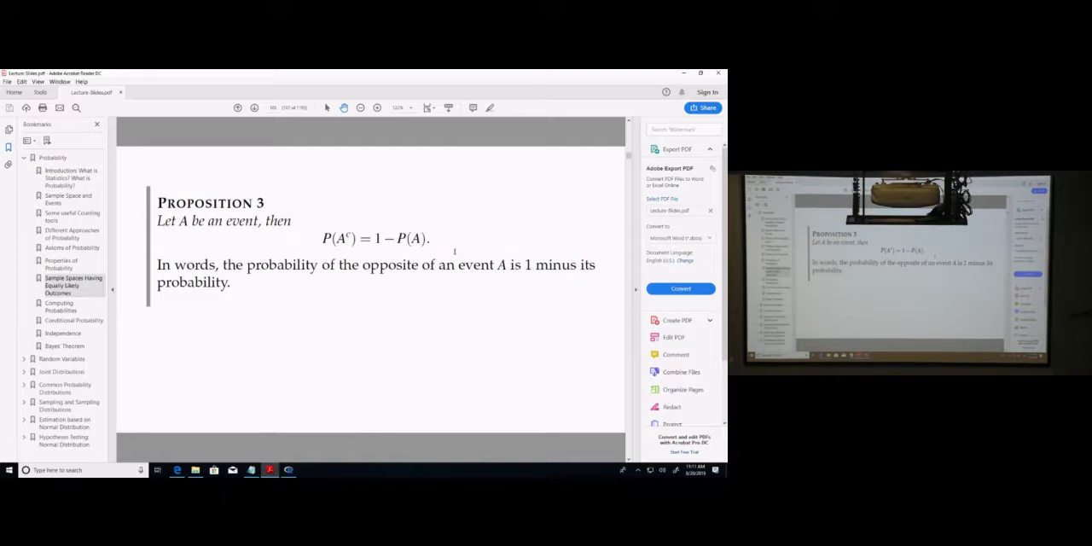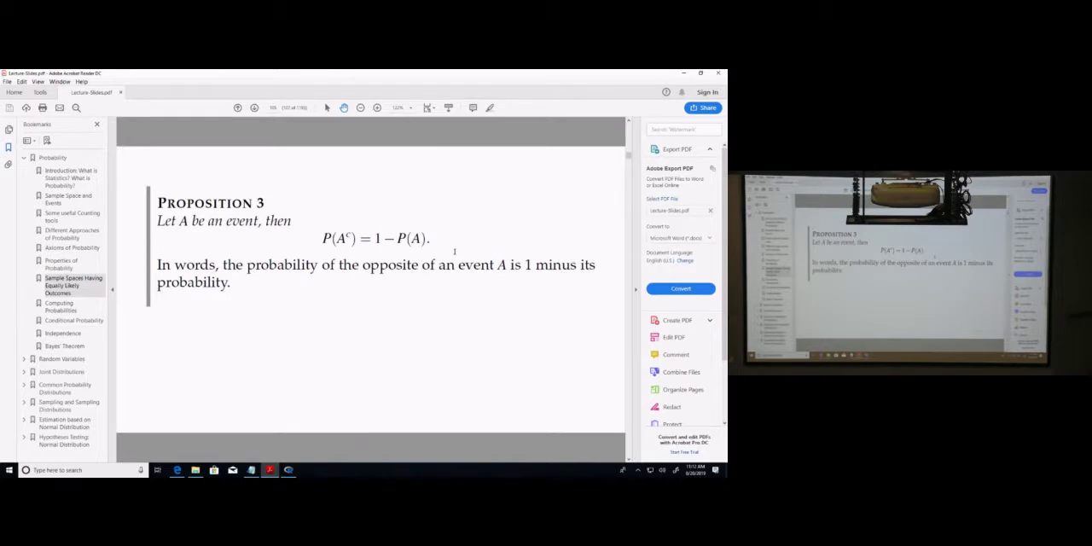The probability of A complement is equal to 1 minus the probability of A. You can think of A complement as the opposite statement of A. Now you should think of an event as a statement describing what kind of outcomes that you want. All right, so it's a statement, and A complement is the opposite of the statement, or, as it's called, the negation of the statement. So the probability of the opposite of an event A is equal to 1 minus the probability of A. So this is easier to remember in words, but it is fairly obvious.